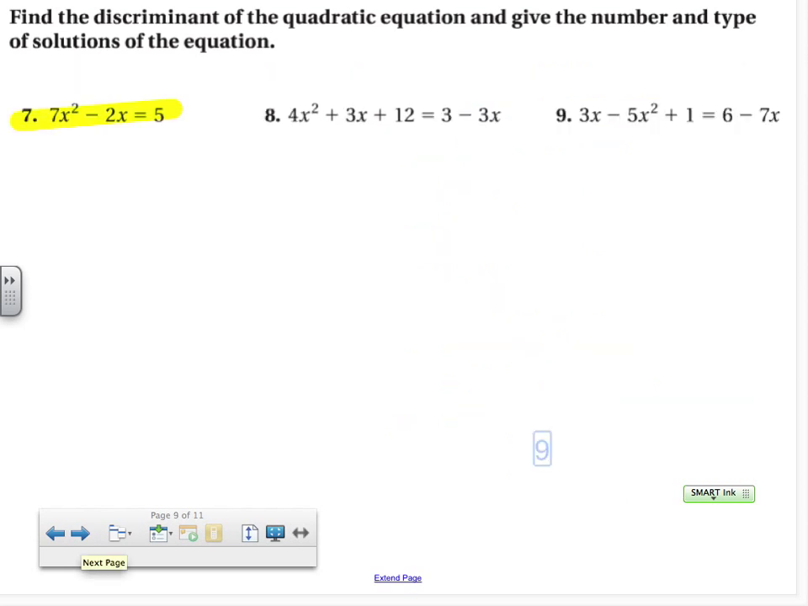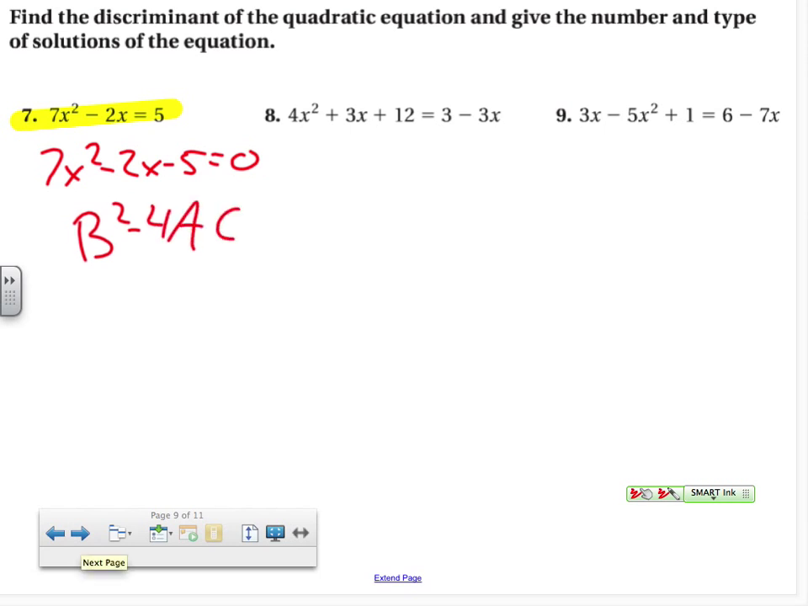Here's 3 more. Try these 3. We'll go through them after you try them. All right, number 7. Standard form, so we'll subtract 5. Plug into our discriminant. We got 4 minus 4 times 7 times negative 5. Here we got a double negative, so it's going to be adding. So 4 plus 4 times 7 times 5. You don't need to be too much of a math whiz to see that's going to be positive. That's 144, which is greater than 0, positive. So there's two real solutions.